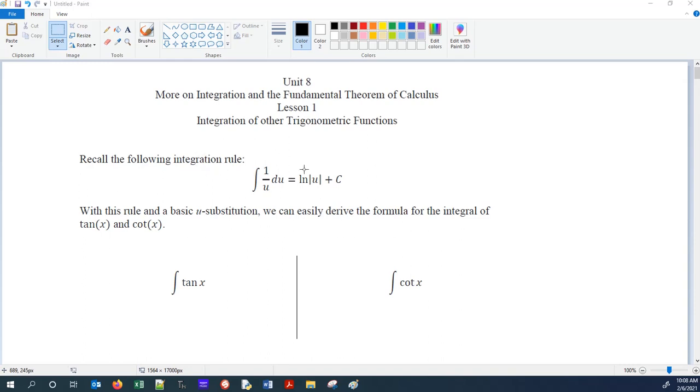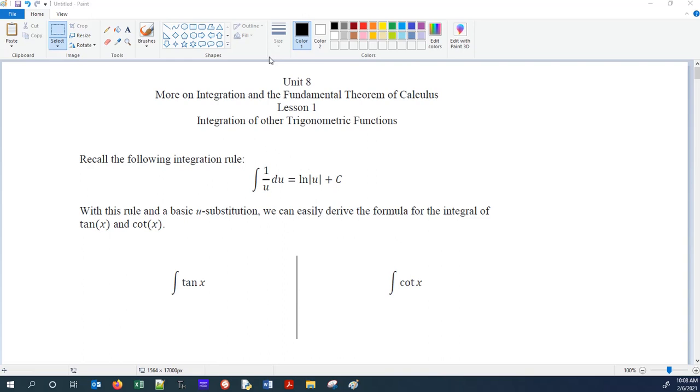This unit, by the way, is titled More on Integration and the Fundamental Theorem of Calculus. So we're going to learn the rest of the fundamental theorem in this unit. We're going to look at a little bit more integration. We're also going to look at some additional techniques that we can use to help us find the integral. This lesson, we're going to look at some additional formulas for integration. That's where we're going to start this unit off, two lessons with some additional formulas.